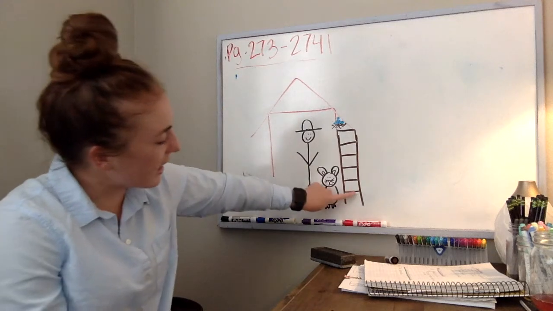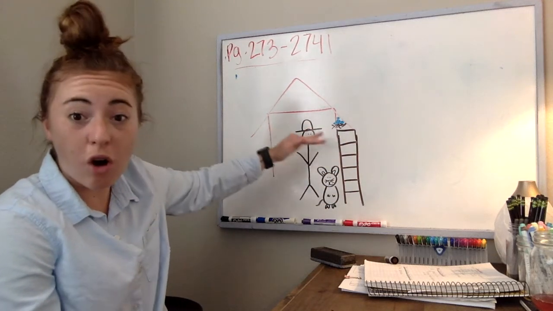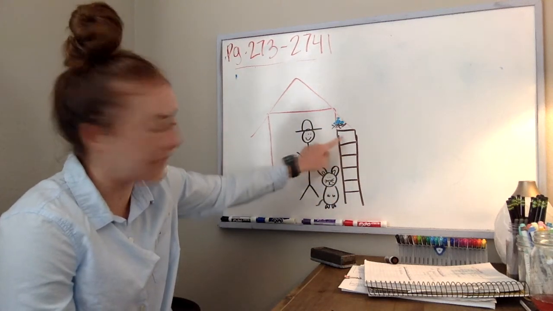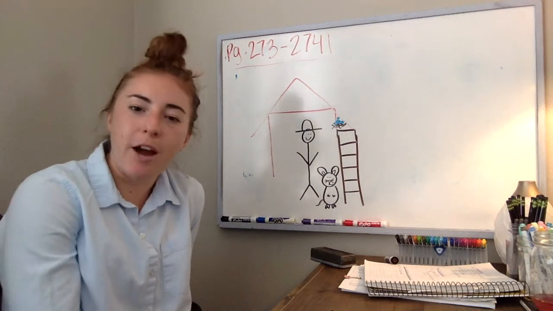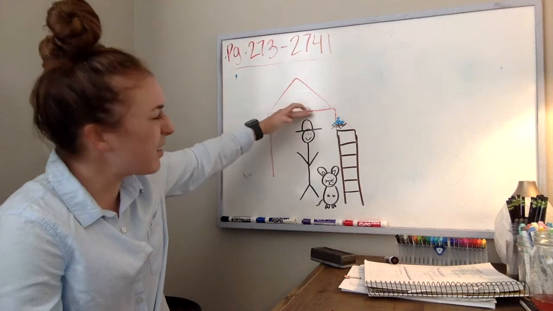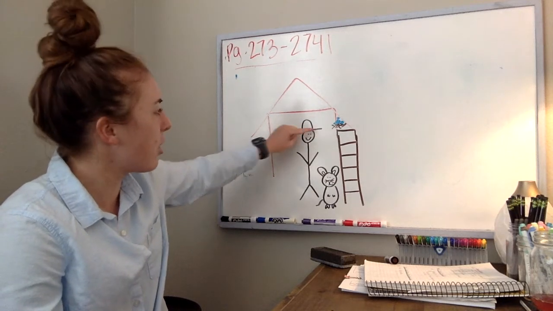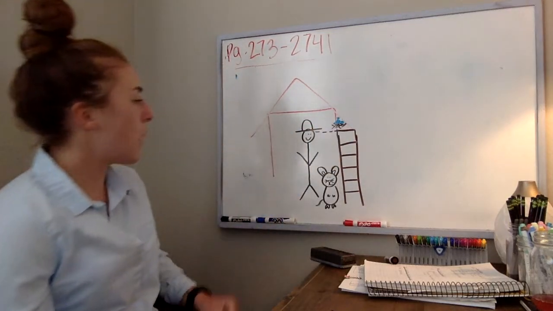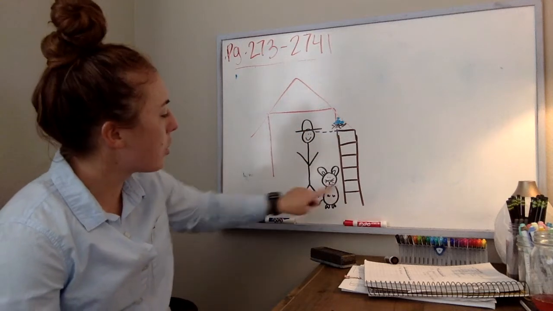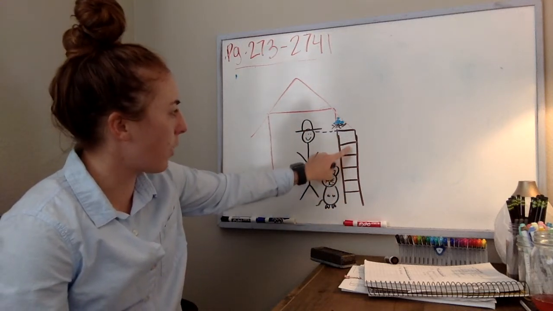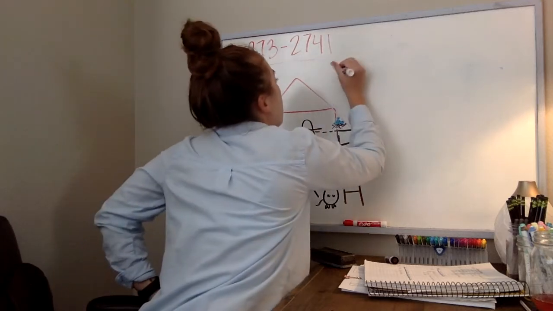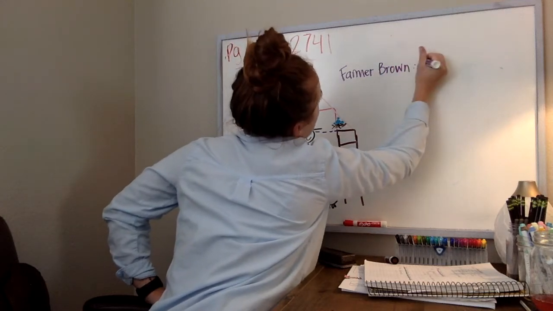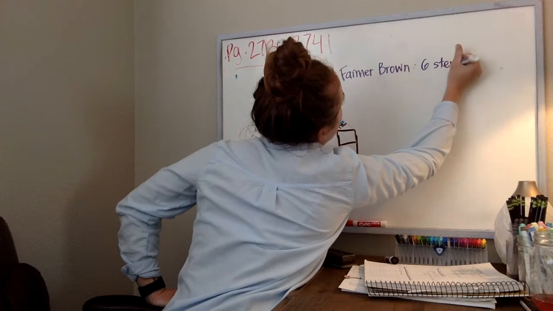Now, I think we could measure how tall our friends are based on the ladder. So if we use the steps of our ladder, how tall is Farmer Brown? Well, his head, even though his hat goes above here, let's just measure his head right here. I'll draw a line. So how many steps tall is Farmer Brown? 1, 2, 3, 4, 5, 6. So Farmer Brown, he's 6 steps tall.